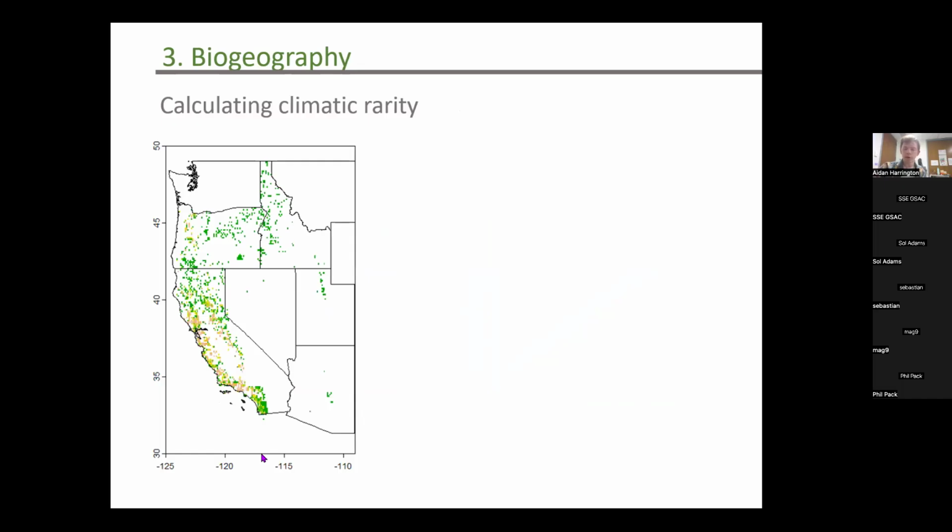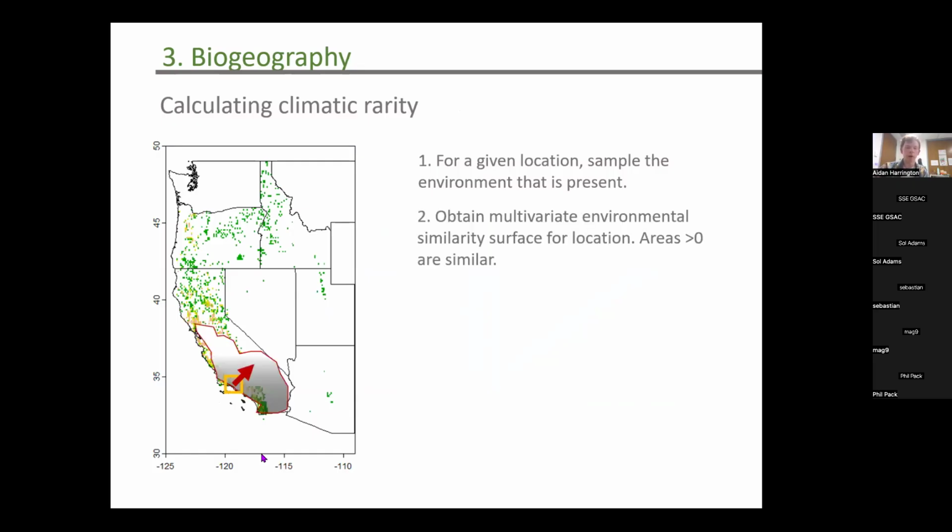So how do we calculate climatic rarity real quick? For a set of occurrences, this is the occurrences of all Clarkia here on the left. For a given location, we can sample the environment that is present in that location, or the set of environments. We can obtain what's called a multivariate environmental similarity surface, and essentially calculate the size of it.